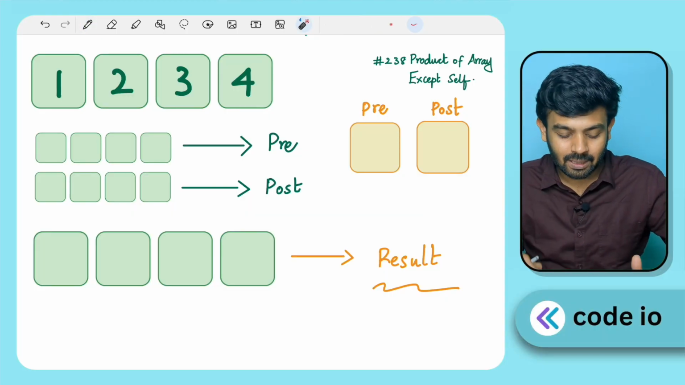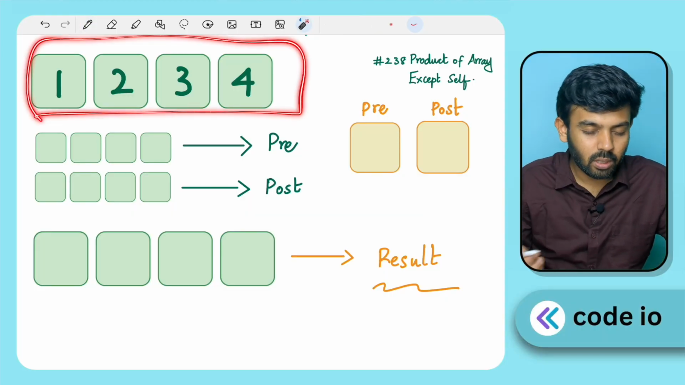Okay, in the question you are given an array and you are supposed to find a resultant array where each of these elements is going to be the product of all the numbers except that current element. For example, let me take this array, right? 1, 2, 3 and 4 is our array.